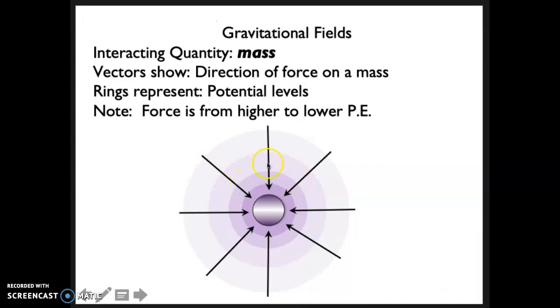You could think about this gravitational field as a hill where some object up at the top of this hill is going to go to lower and lower and lower potential, gravitational potential. And that's because it's experiencing a force in the direction of from high potential to low potential.